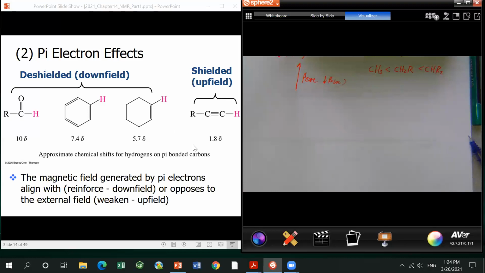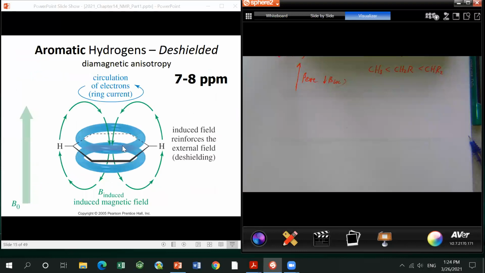Why is that? Because the pi electrons are very electron rich and can generate a very strong local magnetic field. If this local magnetic field is aligned with the external magnetic field, it reinforces it, so you see a downfield shift. If it opposes the external magnetic field, you see a shielded effect and a lower chemical shift. We'll do it one by one.